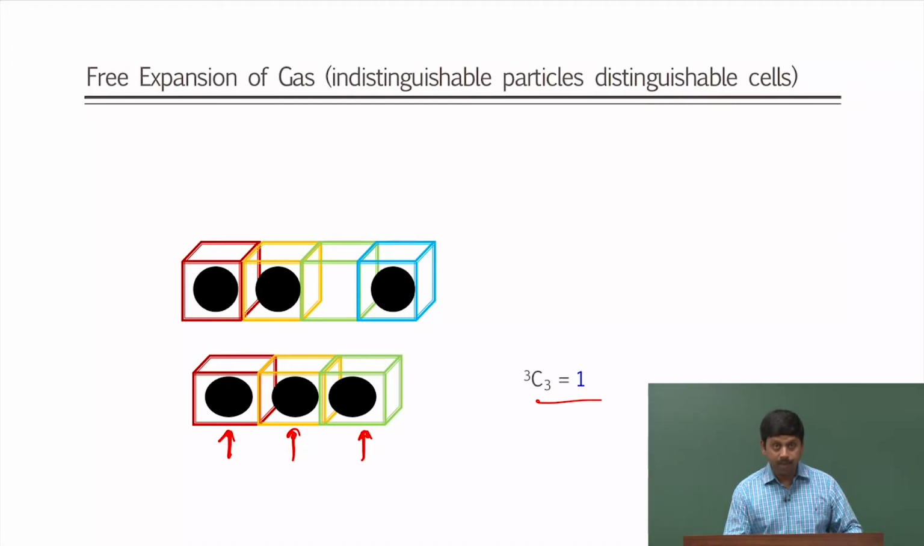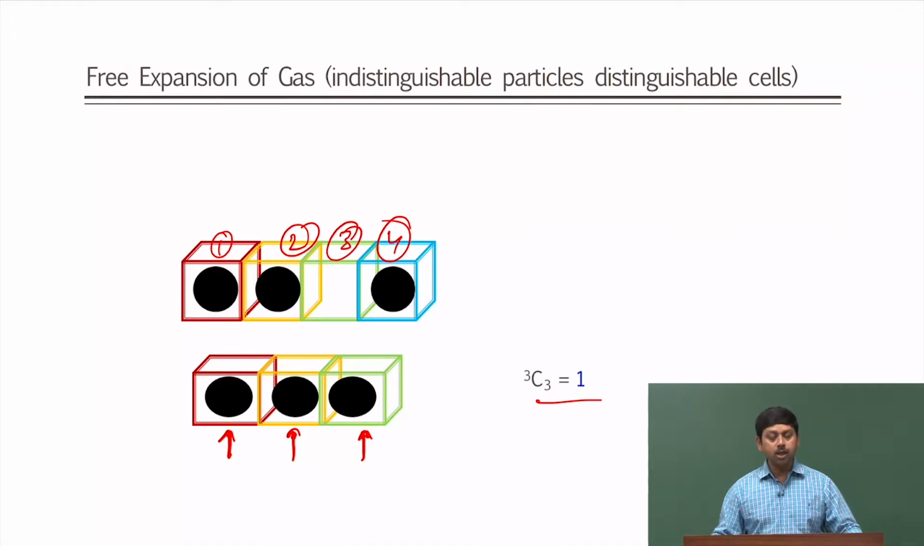So, if I number them, and the boxes are distinguishable, I told you, if I number them as 1, 2, 3 and 4, I can choose 1, 2, 3, 2, 3, 4, I can choose 1, 3, 4 and I can choose 1, 2, 4. There are only 4 possible ways, and that is 4C3.